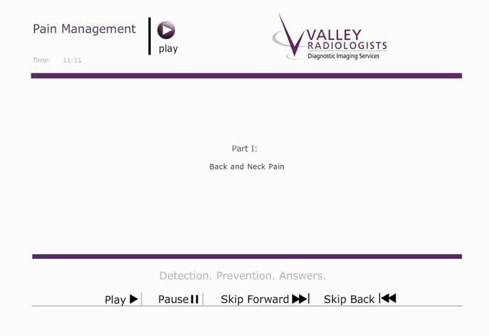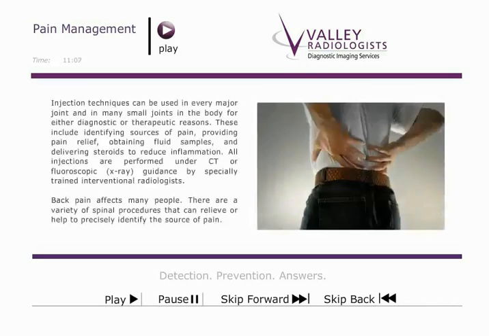Part 1. Back and neck pain. Injection techniques can be used in every major joint and in many small joints in the body for either diagnostic or therapeutic reasons. These include identifying sources of pain, providing pain relief, obtaining fluid samples, and delivering steroids to reduce inflammation. All injections are performed under CT or fluoroscopic guidance by specially trained interventional radiologists.